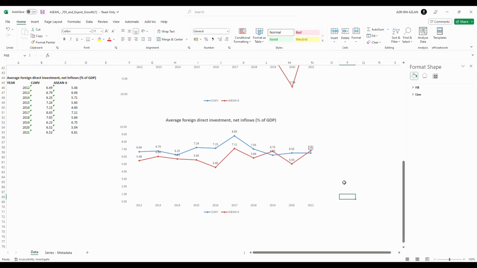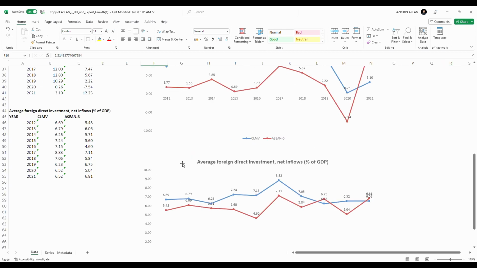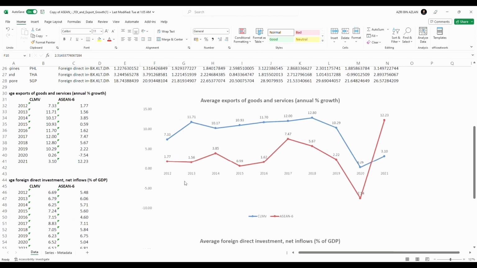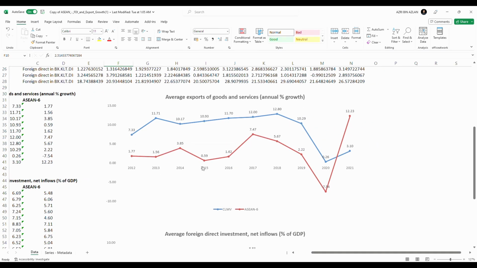Okay, now let's move on to the analysis. Alright, we're moving on to the analysis for the data. So for the first data, which is average export of goods and services, the indicator is annual percentage growth. As you can see, CLMV outperformed ASEAN 6 in terms of export of goods and services growth.